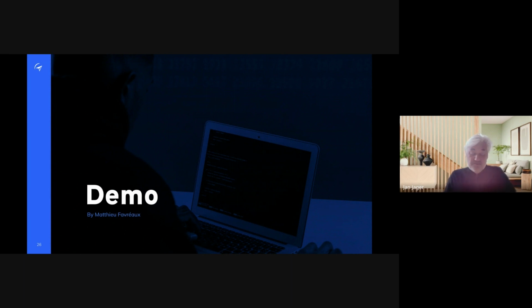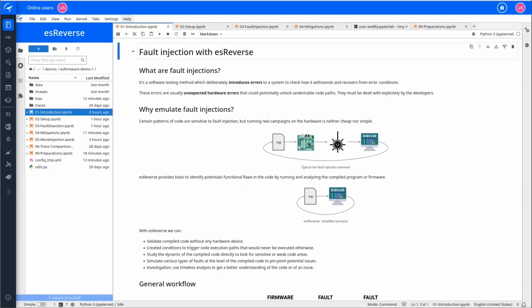So that brings me to the demo that Mathieu has prepared. Hello everyone, we're going to look at a typical workflow of running a fault injection campaign using ES-Reverse against the firmware.